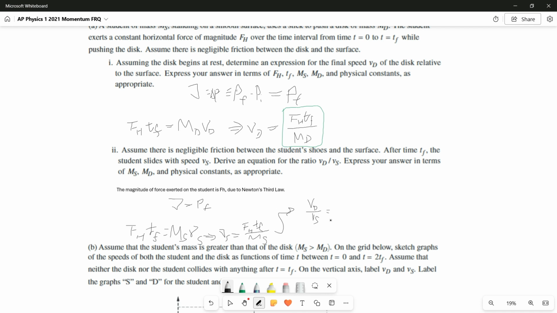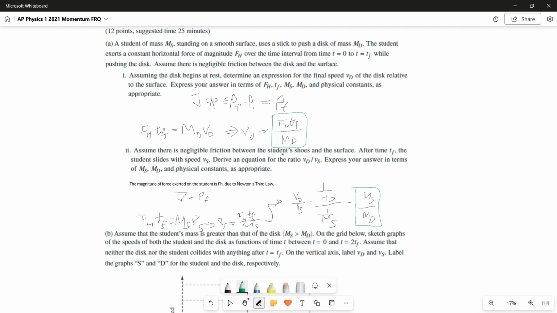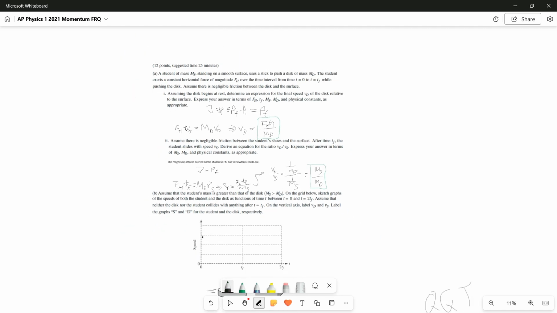So what we get is that this is equal to 1 over MD divided by 1 over MS. And if we do a flippy dippy, hopefully with algebra, you realize that that's just equal to MS divided by MD. So that is our final expression for the ratio VD over VS, and we are done for all of part A now. Cool. So now we have to deal with part B.